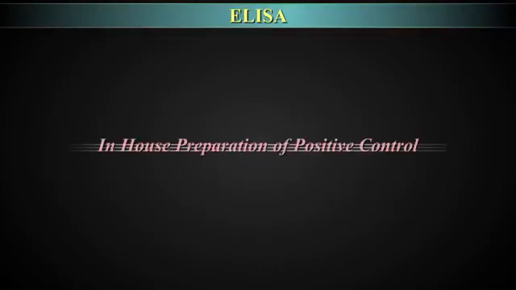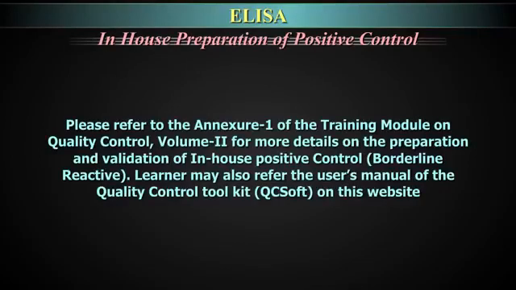In-house preparation of positive control, that is borderline reactive, external to the kit. Please refer to the Annexure 1 of the training module on quality control, Volume 2, for more details on the preparation and validation of in-house positive control, where it is borderline reactive. The learner may also refer to the user's manual of the Quality Control Toolkit, QCsoft, on this website.